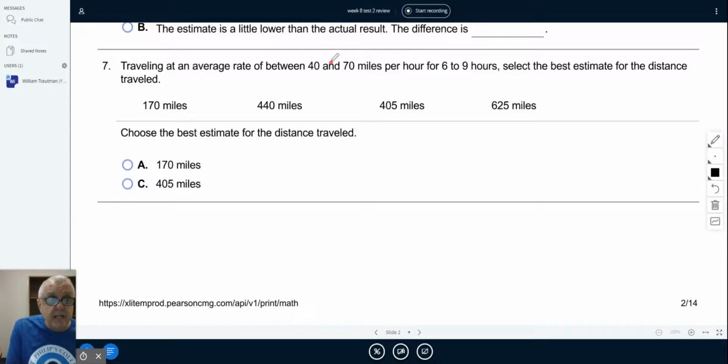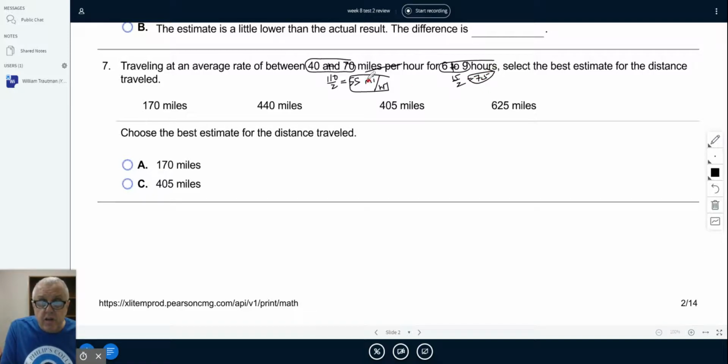So at an average rate between these two, what you need to do is just find the average of these two. Add them up. 40 plus 70 is 110, and then divide by 2, which is 55. And we're talking about miles per hour. And then here, for 6 to 9 miles, you need to find the average of this. 6 plus 9 is 15, divided by 2 equals 7.5.